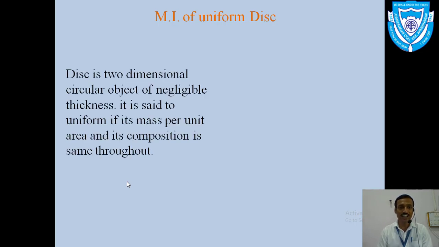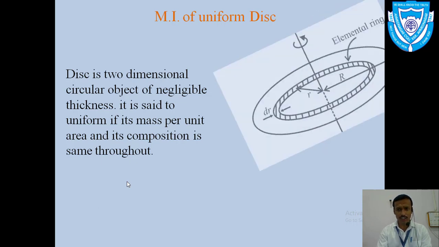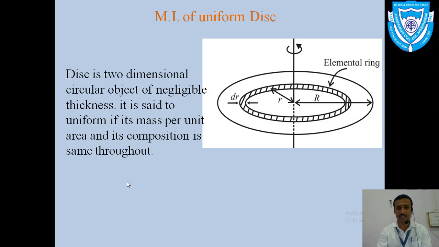Now what is disk? Disk is a two-dimensional circular object of negligible thickness. It is said to be uniform if its mass per unit area and its composition is same throughout. Again, it is a two-dimensional circular object. So, I consider here a disk. This diagram is in your textbook. I copied from textbook. Here, this one is disk and axis of rotation passing through its center of mass.